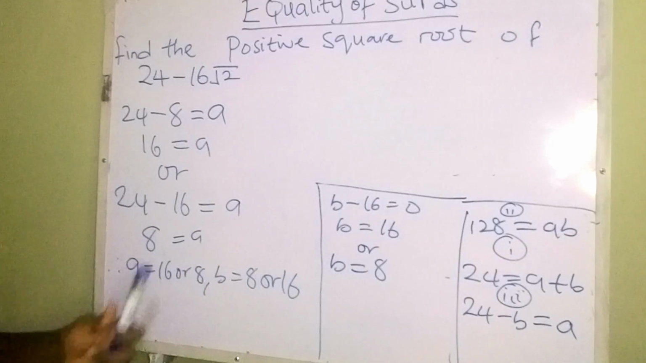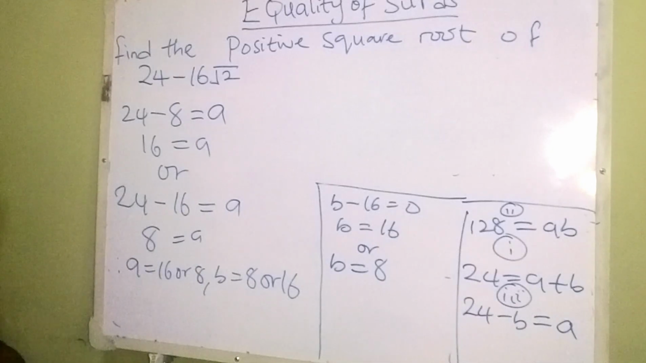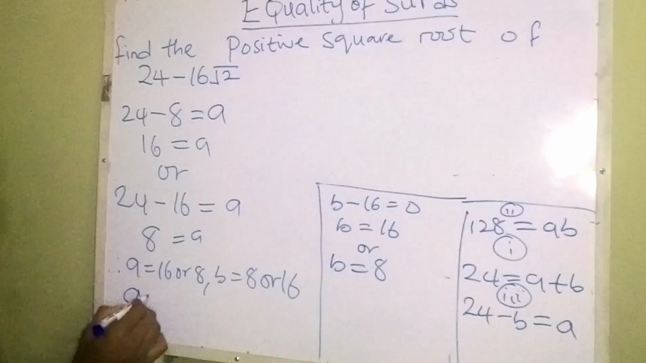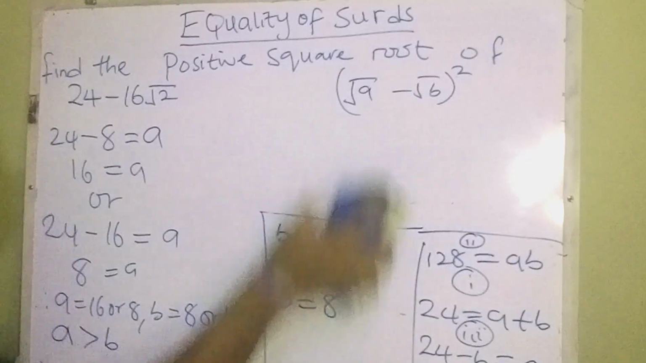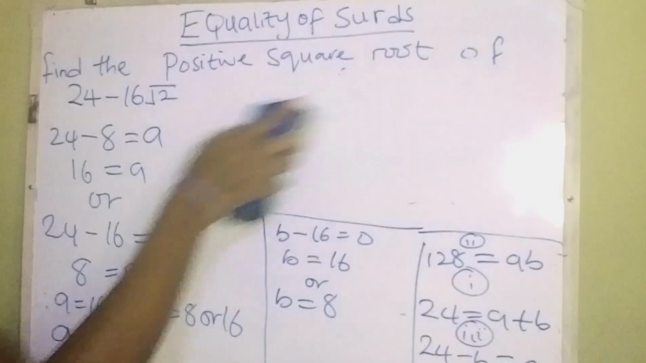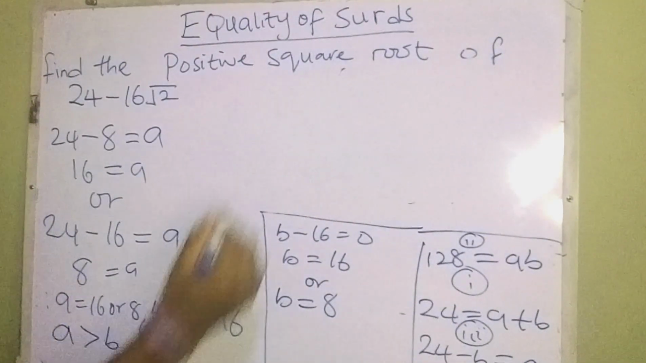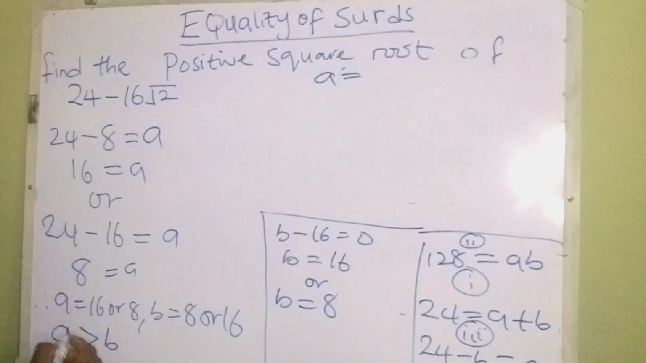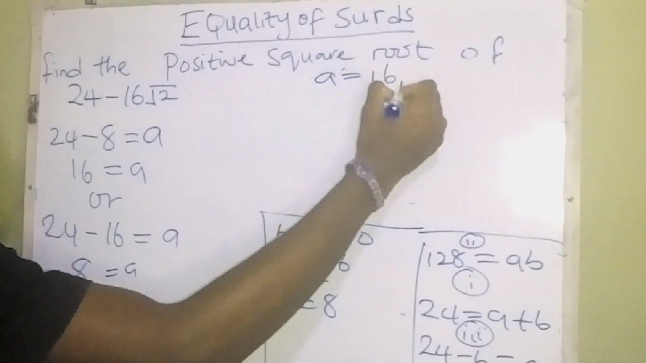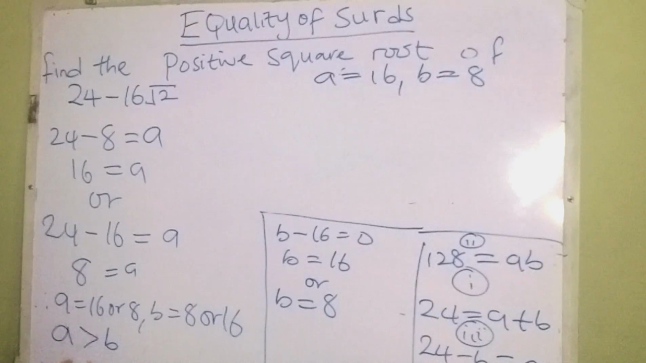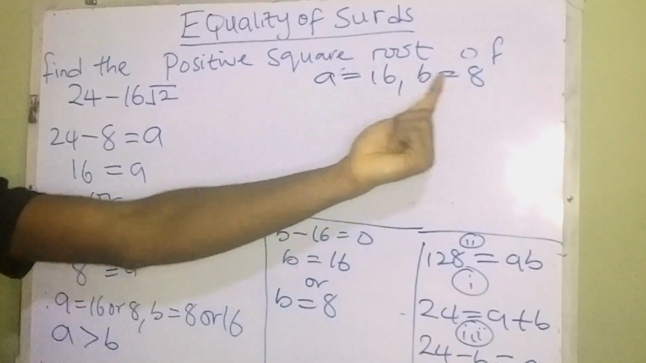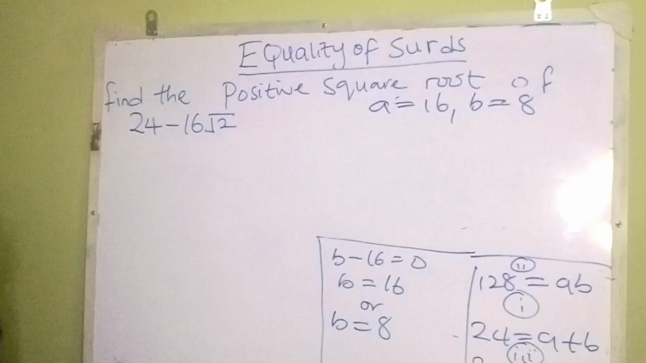So now, since we have this, A should be greater than B. Since A must be greater than B, therefore what it means is A is equal to 16, while B will be equal to 8. Since A must be greater than B, A is equal to 16 and B is equal to 8. Now we can put it into our equation.